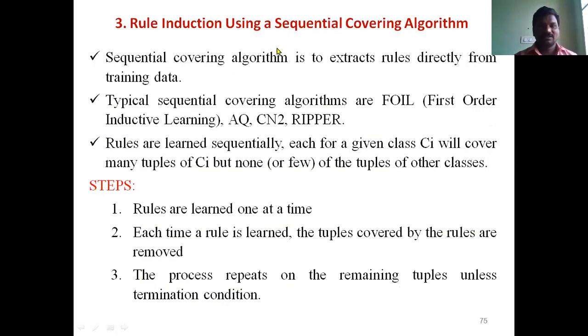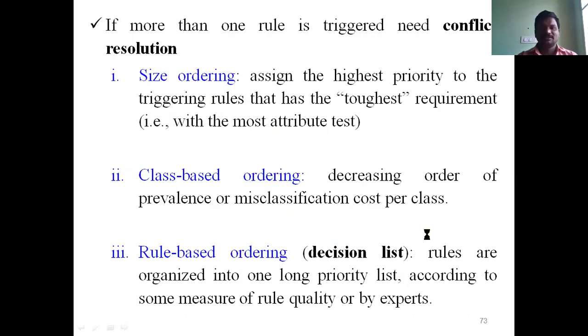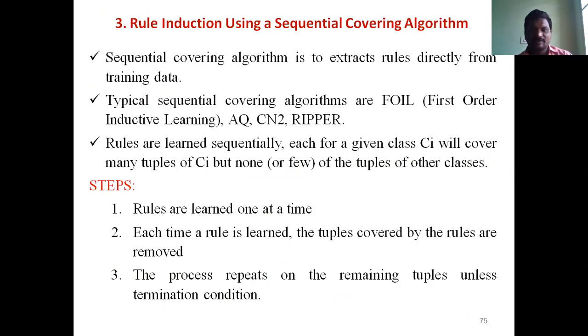Another important one is rule induction with the sequential covering algorithm. A sequential covering algorithm is used to extract the rules directly from the training data set. Here, the same training data set is considered. The data set consists of age, income, student, credit rating, and buys computer. From all this information, how can you apply the sequential covering algorithm? This algorithm is used for identifying the rules.